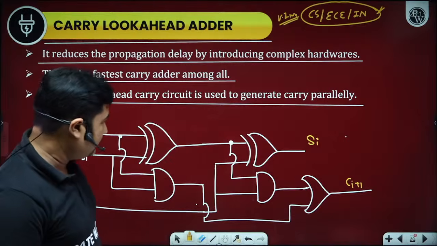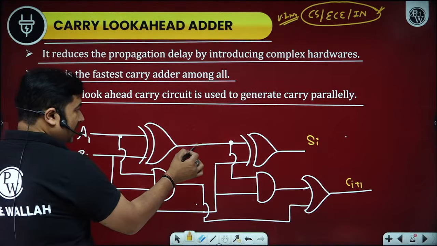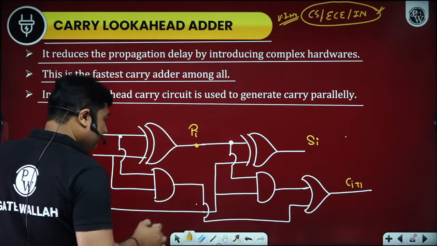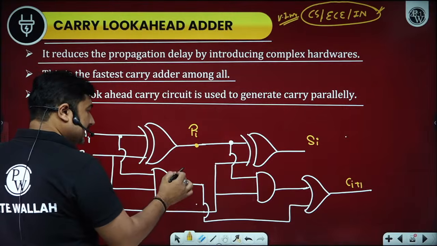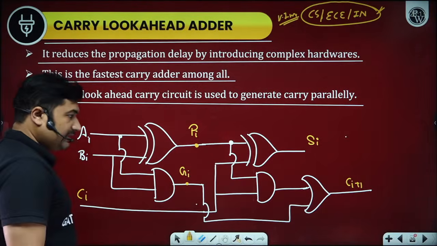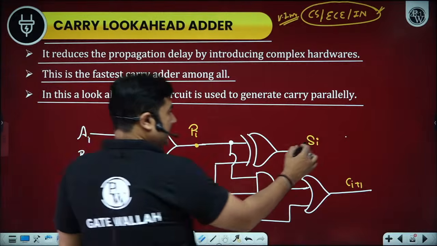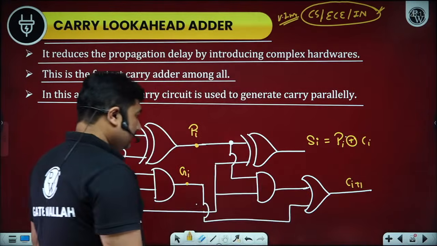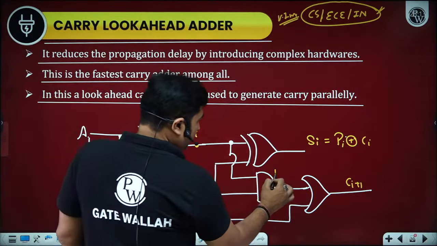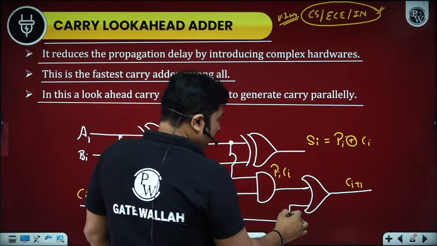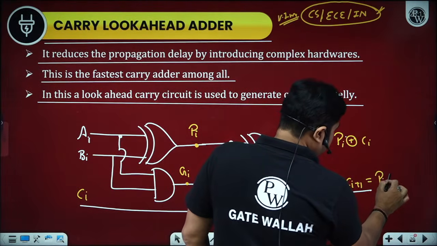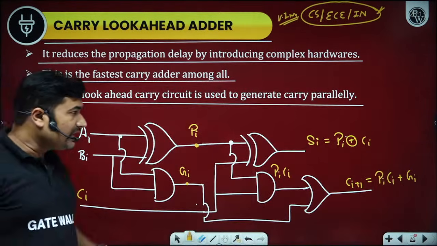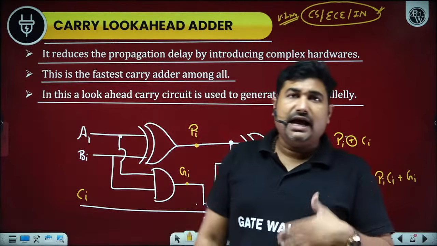Let us suppose the output of the XOR gate of the first half adder is the propagating term, which I am writing as Pi, and the output of this AND gate is the generating term, Gi. So Si can be represented as Pi XOR Ci, and the next carry is Pi dot Ci plus Gi. Can I write like this? Yes, sir. Where i is the ith significant bit.